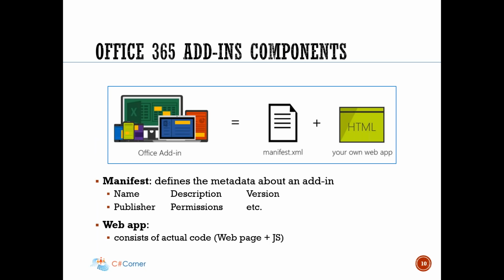This is the structure of an add-in component. It consists of the manifest and web app. So manifest and web app make your Office add-in. Manifest is the metadata about your add-in: who is the publisher, what is the version, the name, description, etc., as well as the permissions required. Those things are in the manifest, and manifest is a plain text XML file.